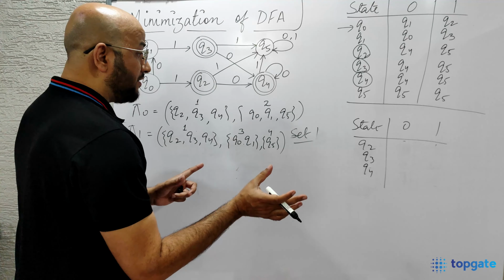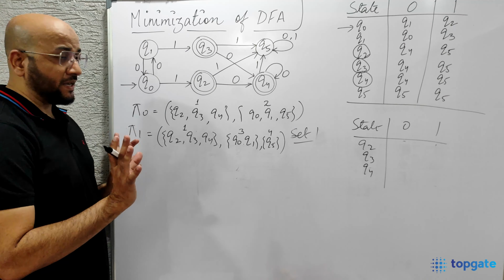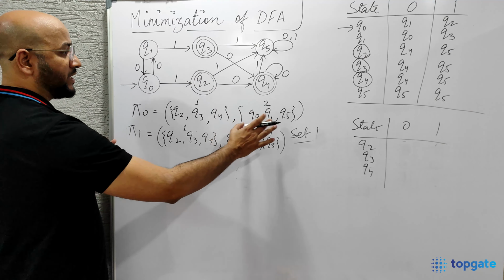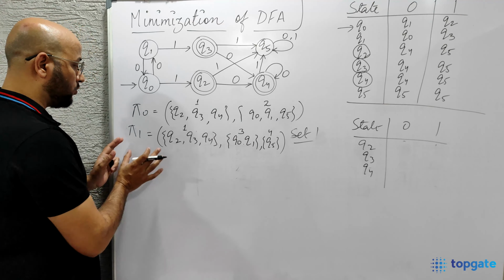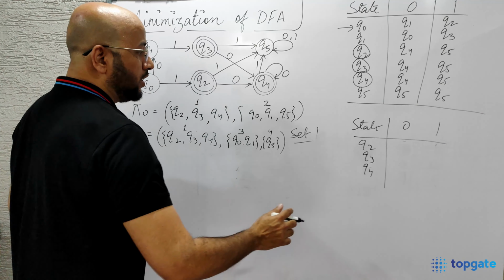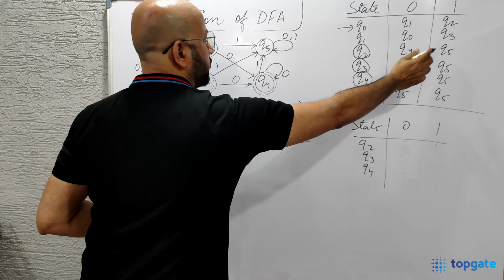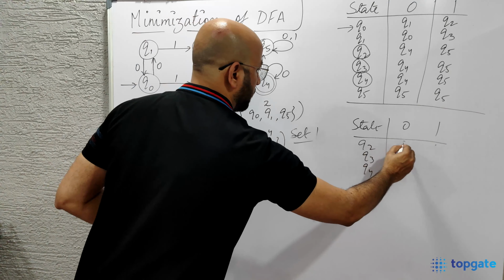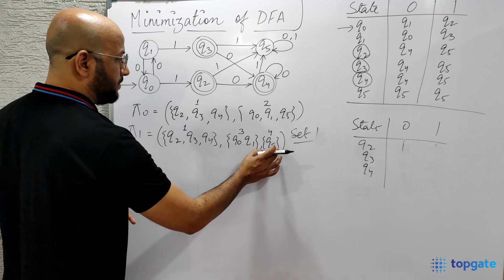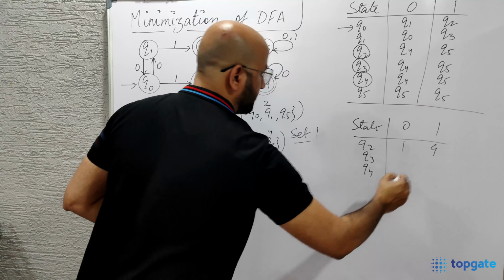Now for sets, I will refer to pi 1, not pi 0, because pi 0 is obsolete now. Set number 2 is gone. It has been split into set number 3 and set number 4. So now I'll look into pi 1, not in pi 0. For Q2, I have Q4 and Q5. Q4 belongs to set number 1 and Q5 belongs to set number 4.